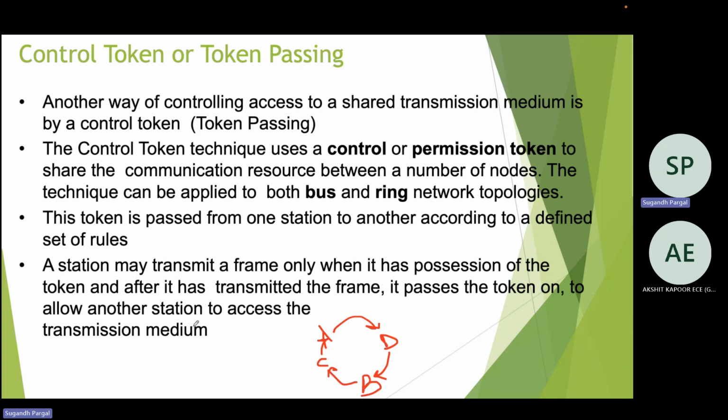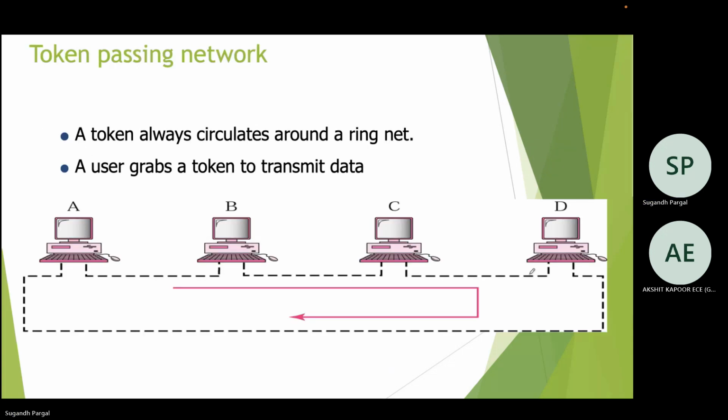So a station may transmit a frame only when it has possession of the token, and after it has transmitted the frame, it passes the token on to allow another station to access the transmission media. So this is how token passing networks work. A token always circulates around in a ring network. A user grabs a token to transmit the data whenever it needs to.